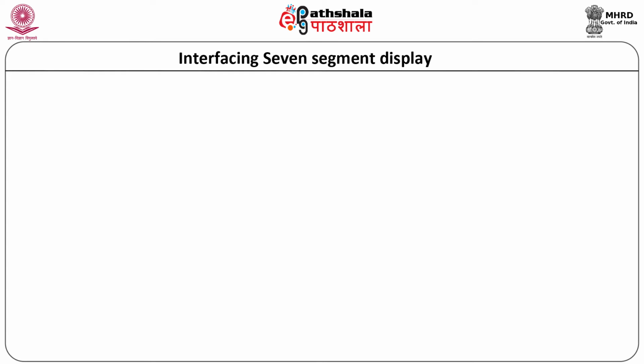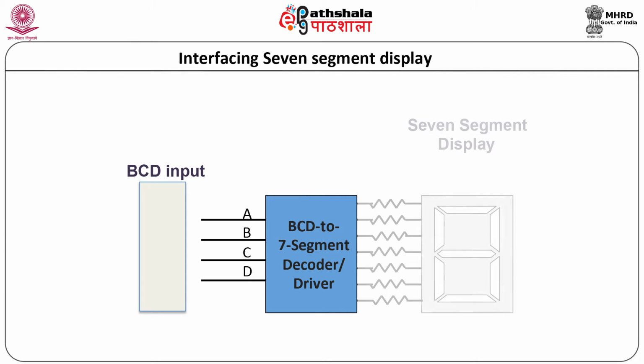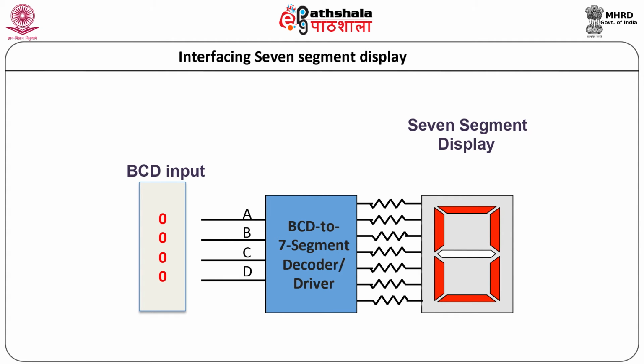Let us now study the actual interfacing of BCD to 7 segment decoder driver with the 7 segment display. Here limiting resistors are connected between them. The resistor value decides the brightness of the segment. If BCD input is 0 0 0 0, then decoder generates outputs so that decimal number 0 is displayed. Let us now consider another BCD input. When BCD input is 0 0 0 1, then decoder generates output so that decimal number 1 is displayed.